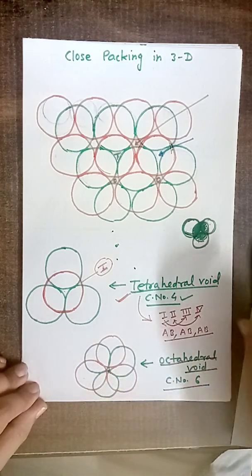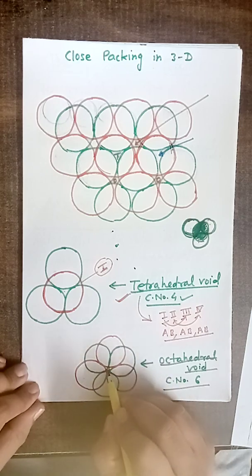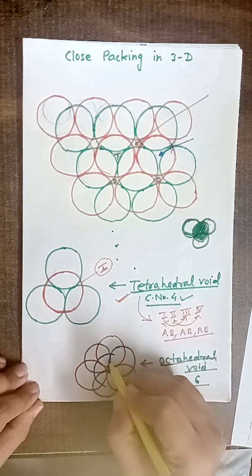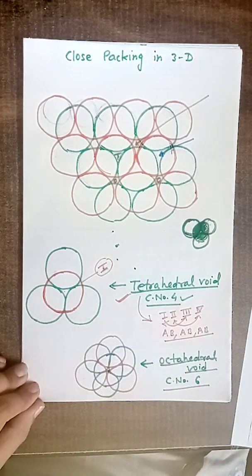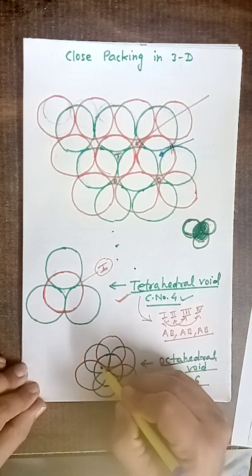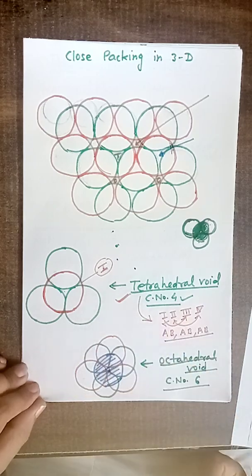But if particles occupy octahedral voids, here you can see, if I keep one particle over an octahedral void, this particle of the third layer is neither identical to the green particle nor identical to the red particle. The position of this particle is totally different as compared to the first and second layer.